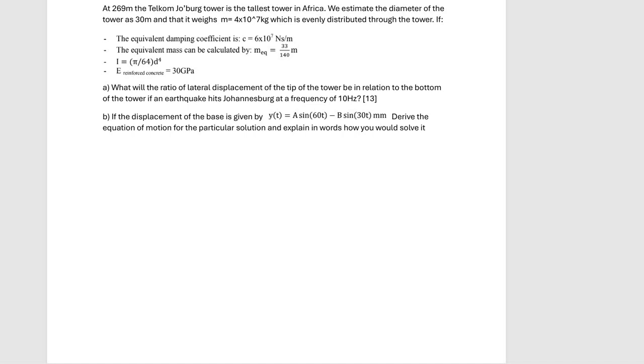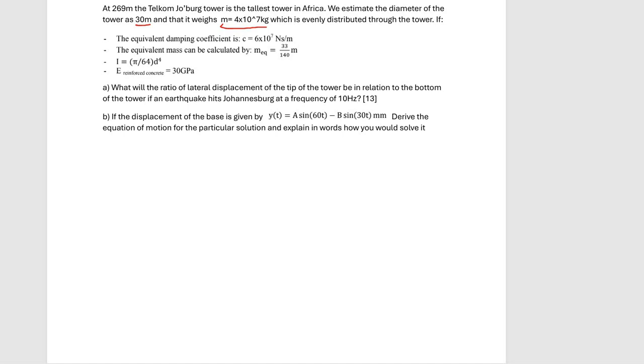tower, which is one of the towers found in South Africa, in Joburg, which is also considered to be the tallest tower in Africa. It is also estimated that the diameter of that tower is about 30 meters, and that it has a mass of 4 times 10 to the power of 7 kgs, which is also evenly distributed throughout the tower.